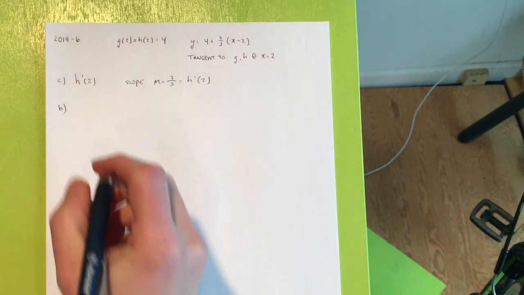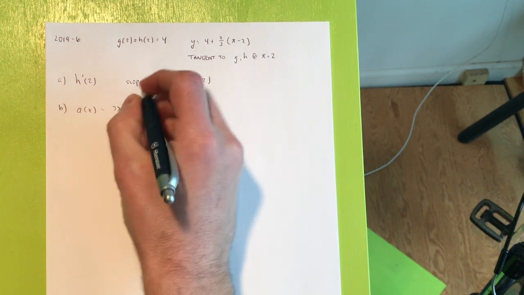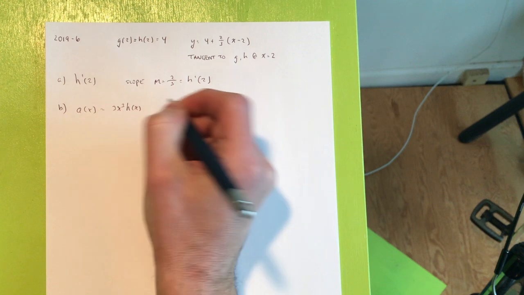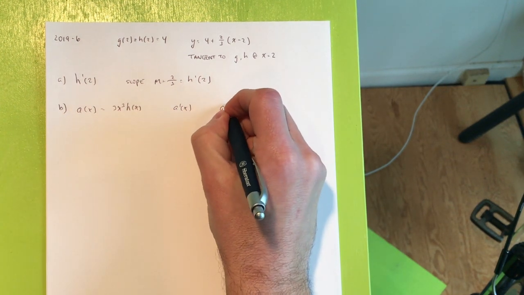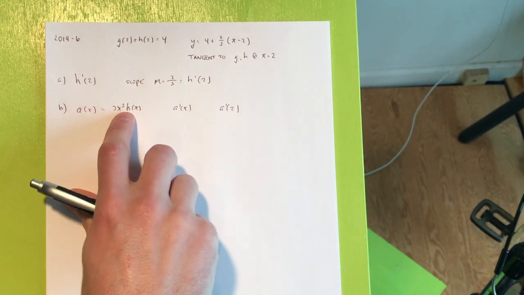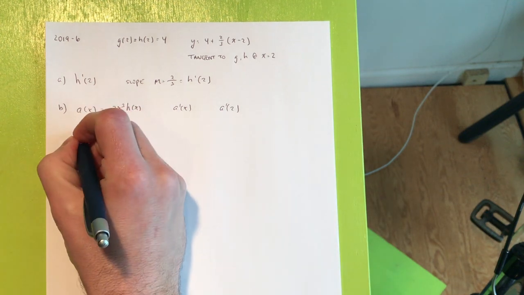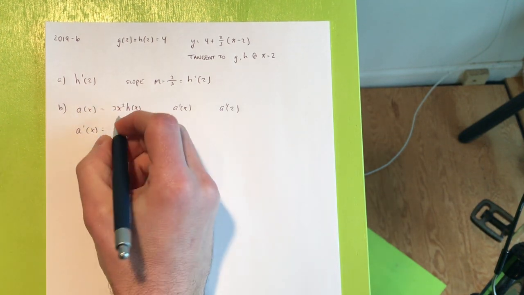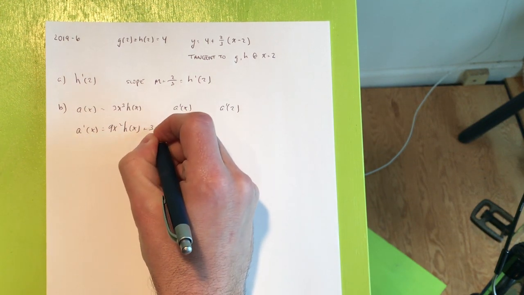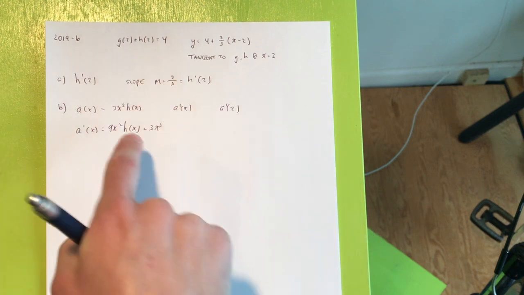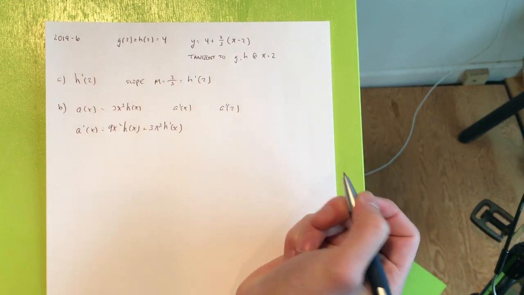Second part, a is some function, such that we have 3x cubed multiplied by h of x. We want to find a prime of x and then a prime of 2. Looking in advance, we're going to have the product rule here. So a prime of x is 9x squared h of x plus 3x cubed times the derivative of h, which would be h prime of x.